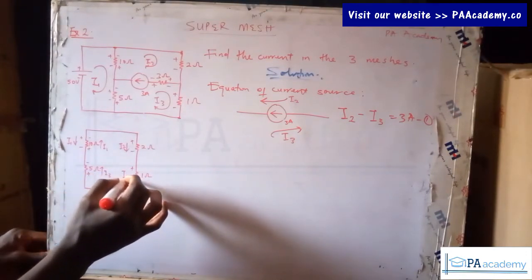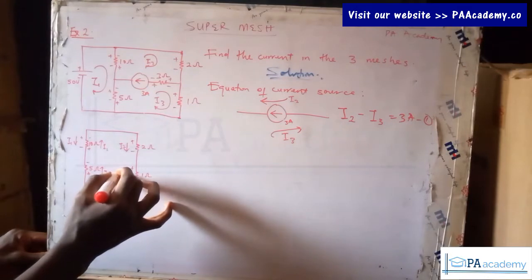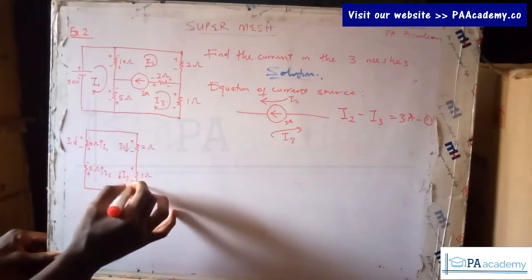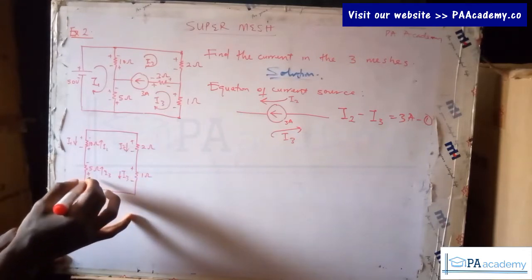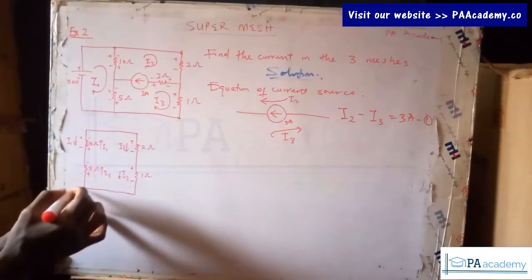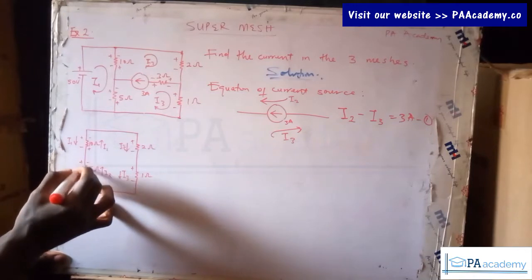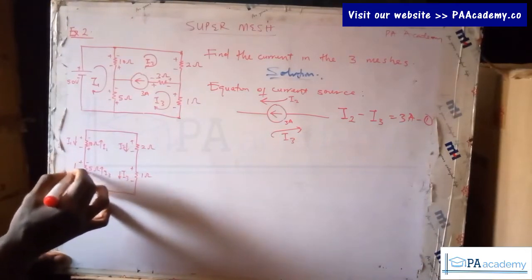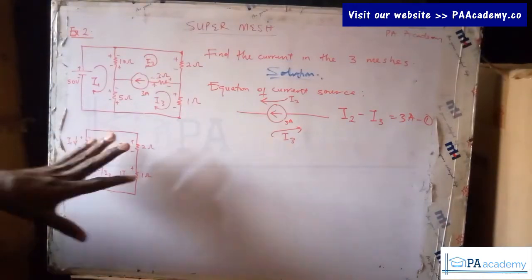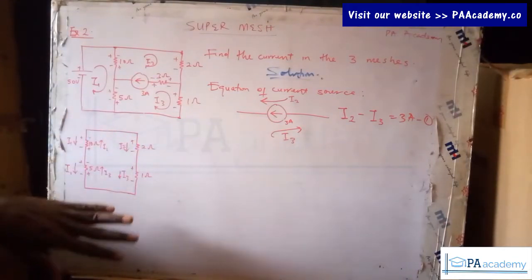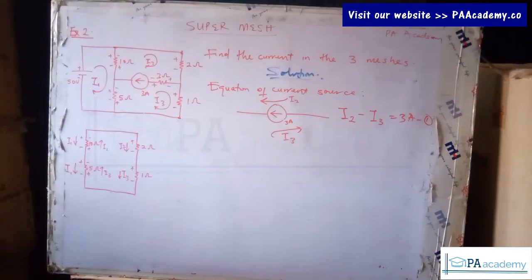So why is this the downward direction? You can see I3 is coming down, in the downward direction for this 1 ohm resistor, while for this 5 ohm resistor it is going upward. Alright, so here we have plus and minus in the downward direction due to current I1. Having done this, now let's write the equation for this particular circuit.